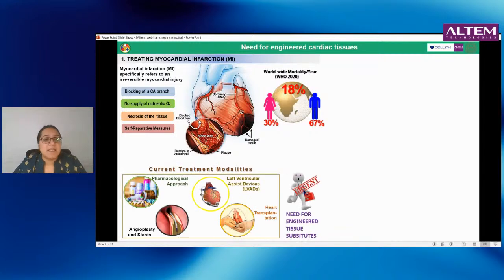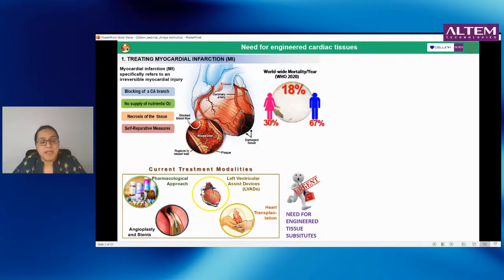The current modalities that are present are the pharmacological approaches, where we give drugs to the patient, but they do not work on the remodeled heart tissue. These pharmacological approaches are mostly palliative and not curative. Similarly, angioplasty and stents do not work on the remodeled heart tissue. Then we have left ventricular assist devices, which do not work on the remodeled tissue either, but they help augment the function of the heart, supporting it in its beating behavior.